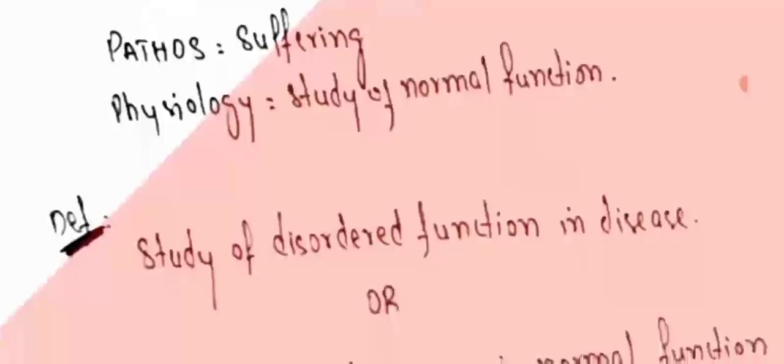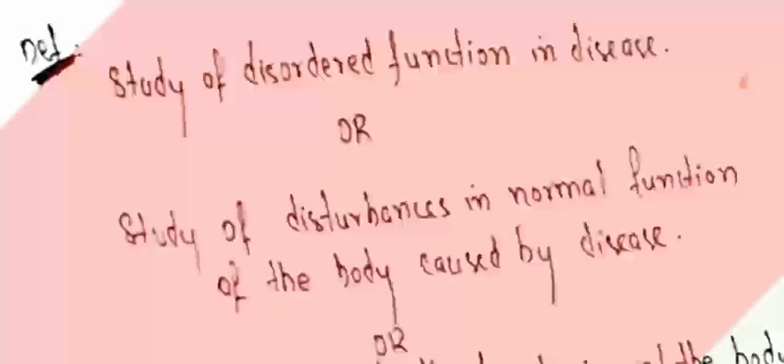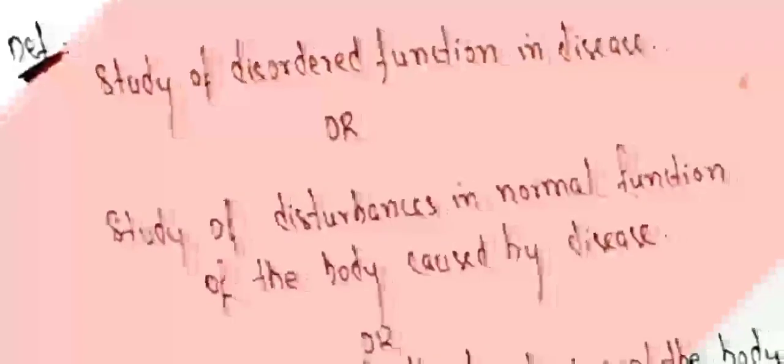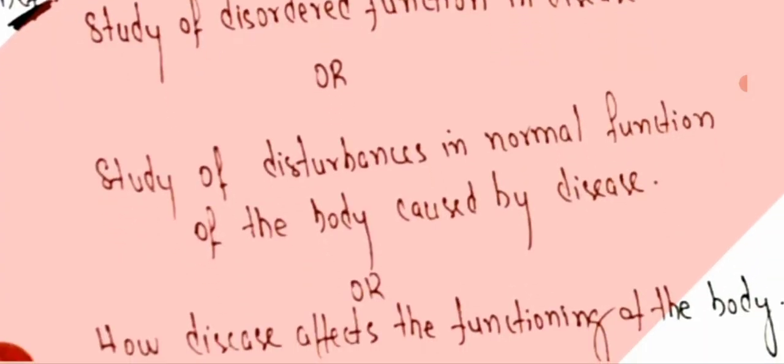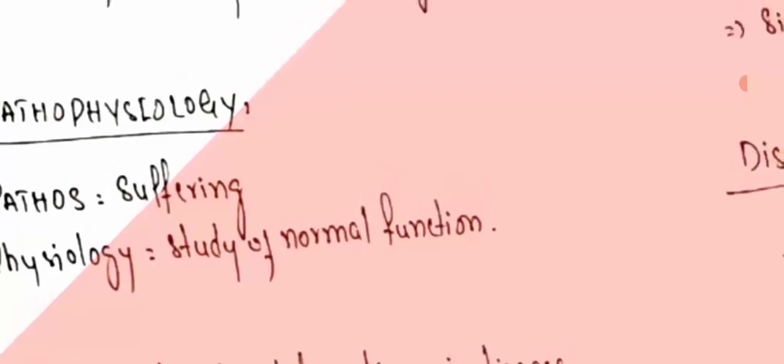We can say that it is the study of disordered function in the diseases, or we can say that it is the study of disturbances in the normal function of the body caused by the disease. In simple words, we can define pathophysiology as how the disease affects the functioning of the body. So it's not about the disease only, but how disease impacts our body in such a way that our normal function of the body is disturbed. Here we study about it.